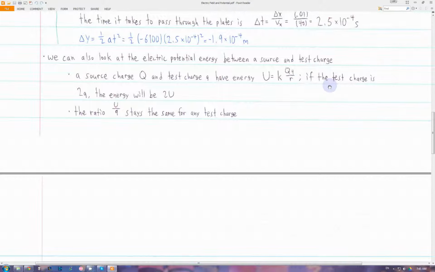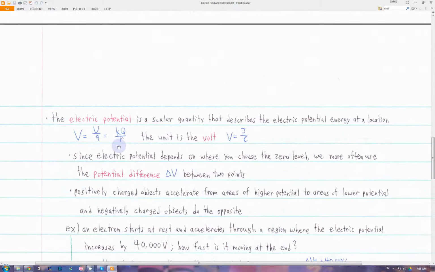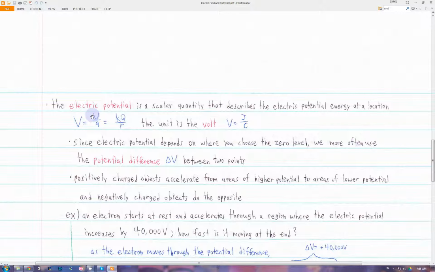And again, if we increase the charge on the source charge, then the electric potential energy will also increase by the same amount. But the ratio of the electric potential energy divided by the test charge will stay the same as long as we're talking about the same source charge. So just like how the E field describes the ratio of the force over the test charge, the electric potential is the ratio of the electric potential energy divided by the test charge.